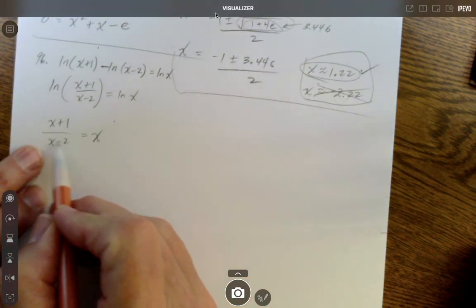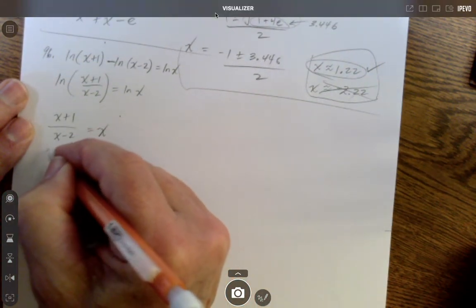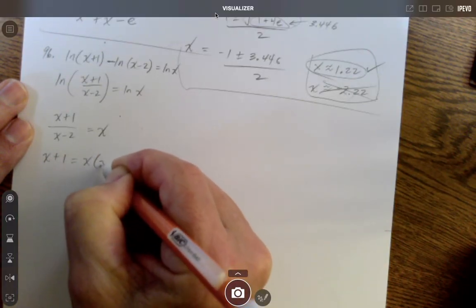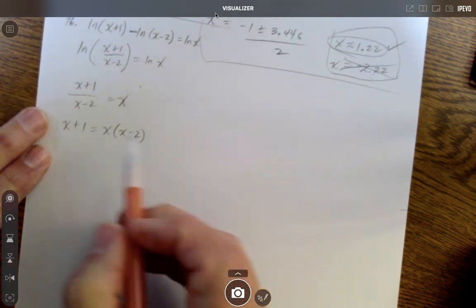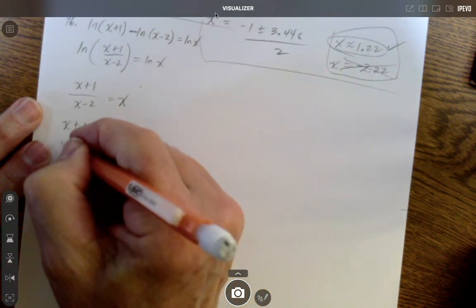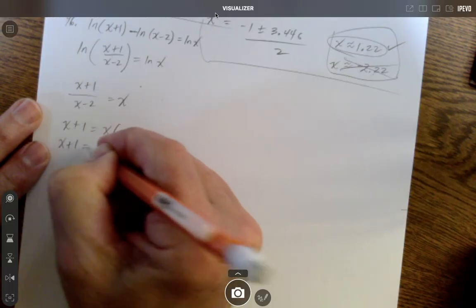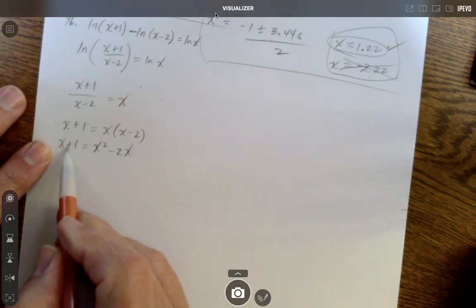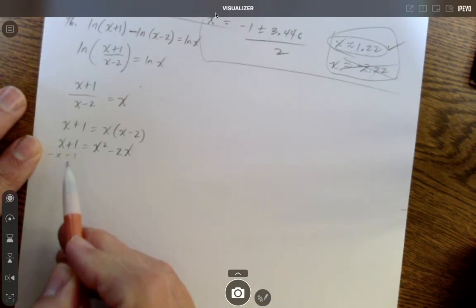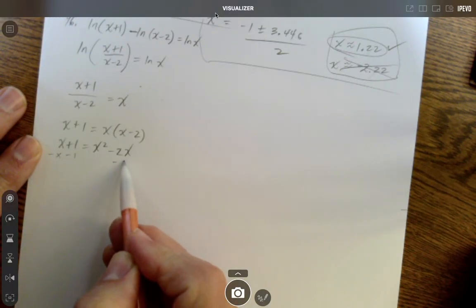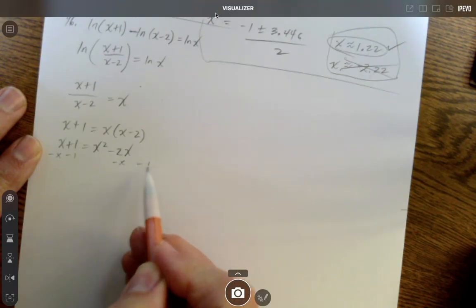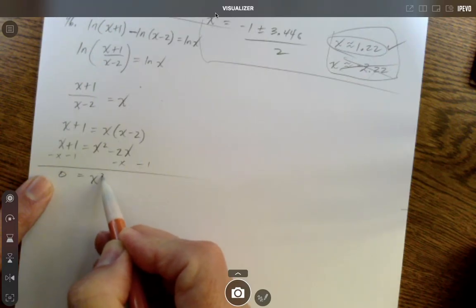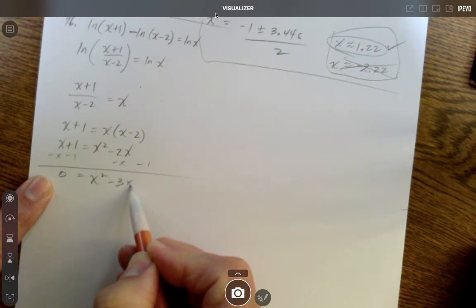All right, so I'm going to multiply both sides by x minus 2. So that's going to give me x plus 1 equals x times x minus 2. Distribute this. So x plus 1 equals x squared minus 2x. Let's take these over here. So this is 0 now, equals x squared minus 3x minus 1.